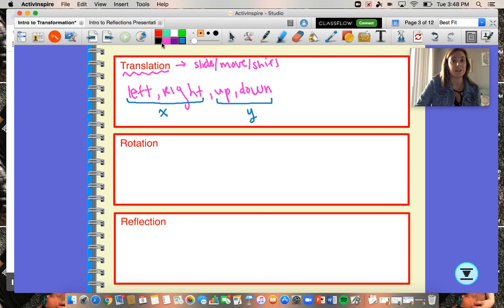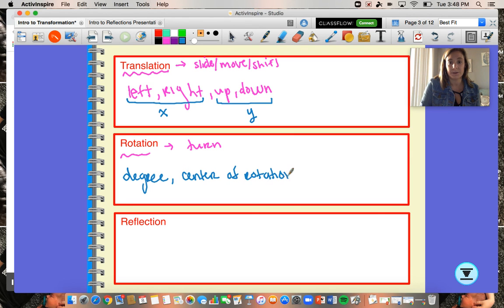Rotation. I guess maybe you knew this as turn. Right? So some of the things that are important with a rotation is think about the degree, right? If you're rotating 180 degrees or 360 degrees, the center of rotation, right? What is it rotating around? So if you think about a clock, I'm pointing to my clock. If you think about a clock, like the hands are rotating, eventually 360 degrees, but the center of rotation is going to be the center of the clock, right? Like they're rotating around that center.